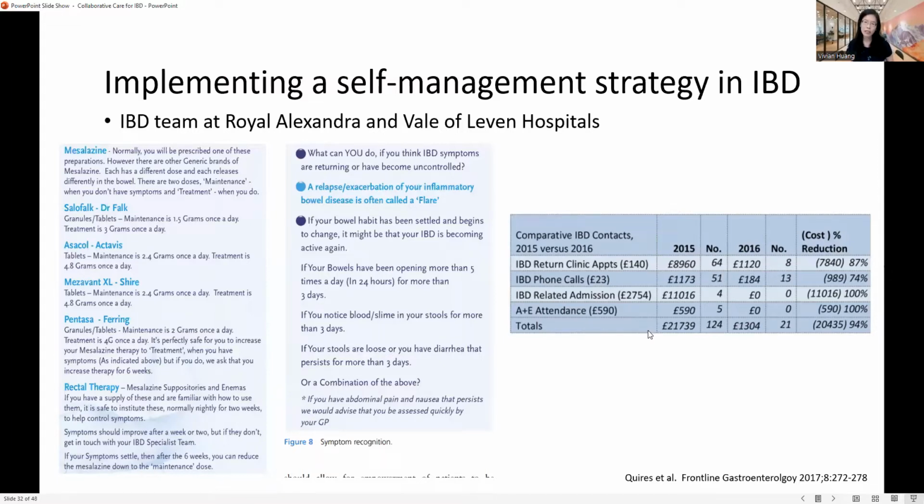And you can see in this table, they showed a huge reduction in the number of IBD return clinic appointments for flares, from 64 in a year to 8 in a year. A huge reduction in phone calls from patients asking what to do next, from 51 to 13. And their IBD related admissions went from 4 to 0, and emergency room attendance went from 5 to 0. And then their costs in their currency went from 21,739 to 1,304. So these kind of self-management plans can make a difference in our patients and in the overall health system.